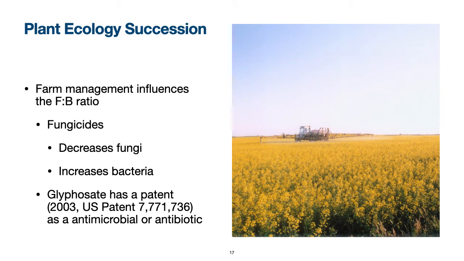When we start talking about fungicides, it really decreases the fungi, both on the plant, and if it's systemic fungicide, it'll go into the roots and get into the rhizosphere, and it's going to fry the fungi in the soil. When I said earlier about the caveat against some of the things that will increase the bacteria, glyphosate has a patent as a microbial or an antibiotic, in 2003, so when we over apply and overuse glyphosate, this is one of the things that is a bit of an issue with it.